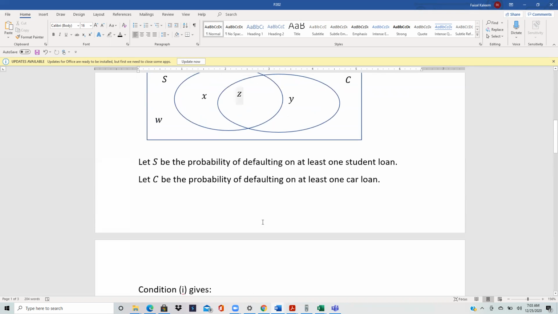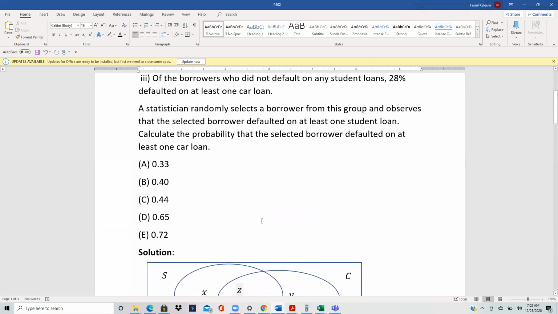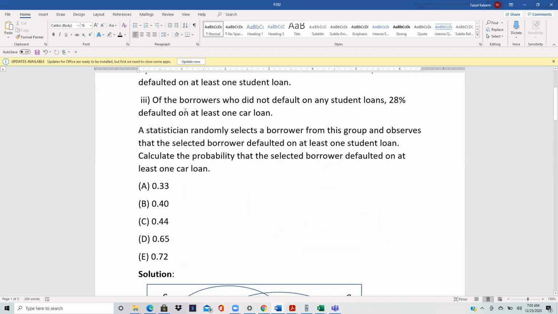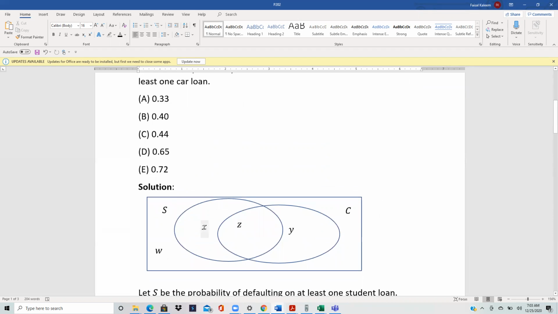Okay, condition 3. Condition 3 says of the borrowers who did not default on any student loan. So let's see which are the ones who did not default on any student loan. So student loan is X plus Z. So the ones who do not default on any student loan will be these Y and these W. These Ws are the ones who didn't default on anything. So the ones who did not default on any student loans will be the Y and the W. So Y plus W.